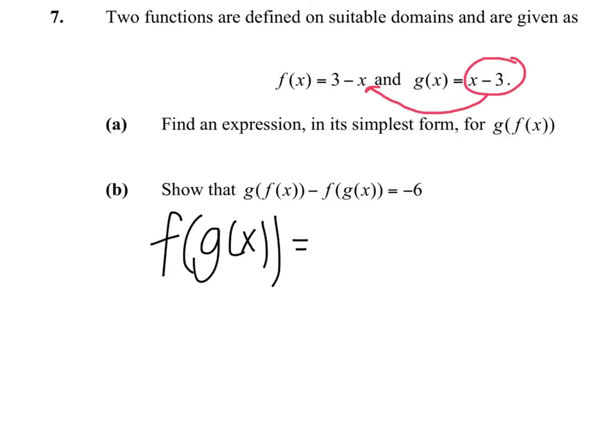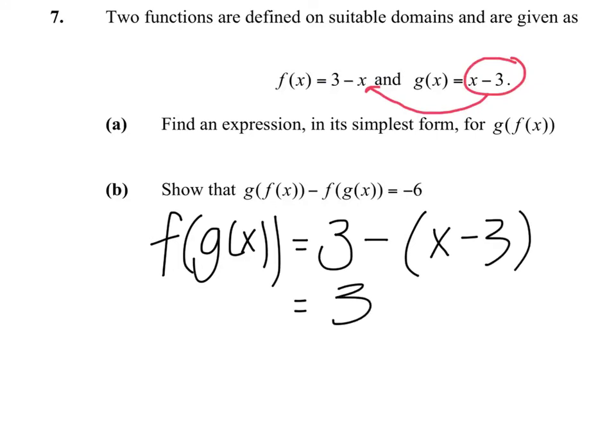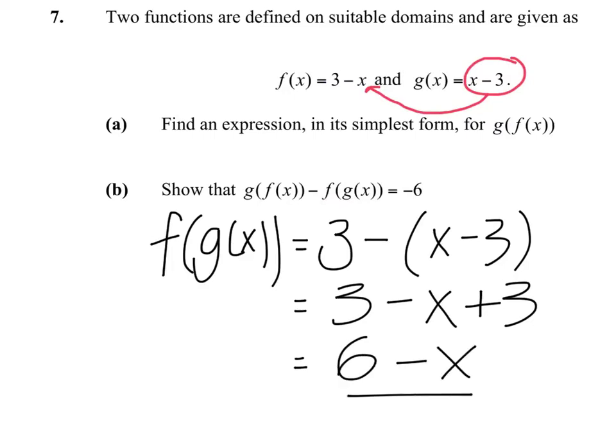So f of g of x, so the f function is 3 take away x, but we're going to replace the x with the g function, which is x minus 3. So 3 take away x minus 3, we'll remove the brackets, which gives us 3 take away x, and then the minus sign and the other minus sign make that plus 3. What that means is 3 take away x plus 3, and 3 plus 3 is 6, so it's 6 minus x. So f of g of x is 6 minus x.